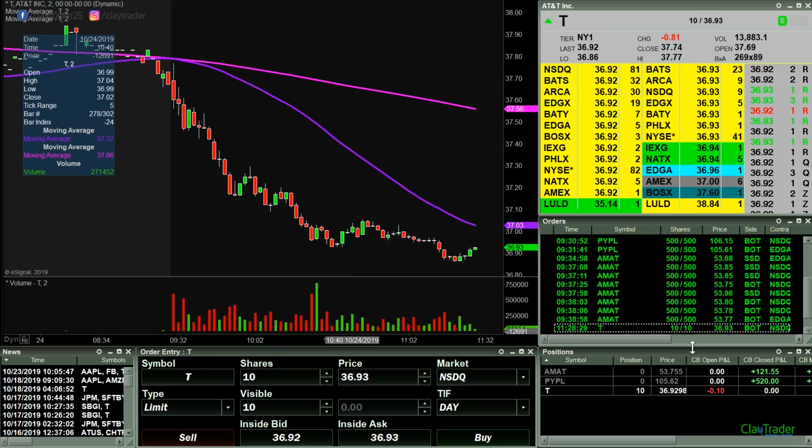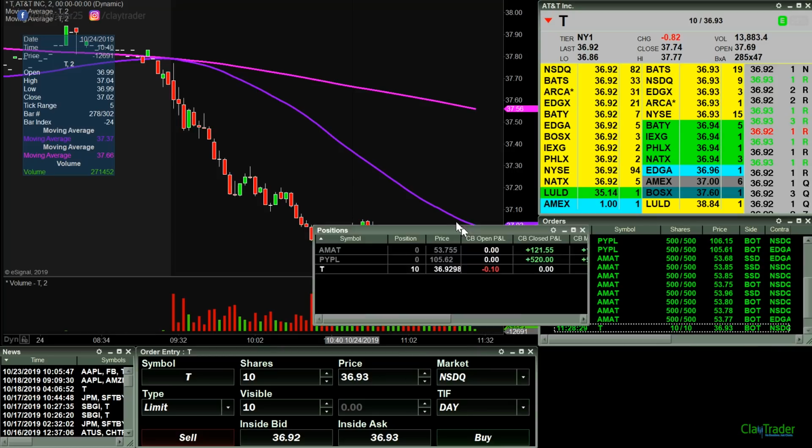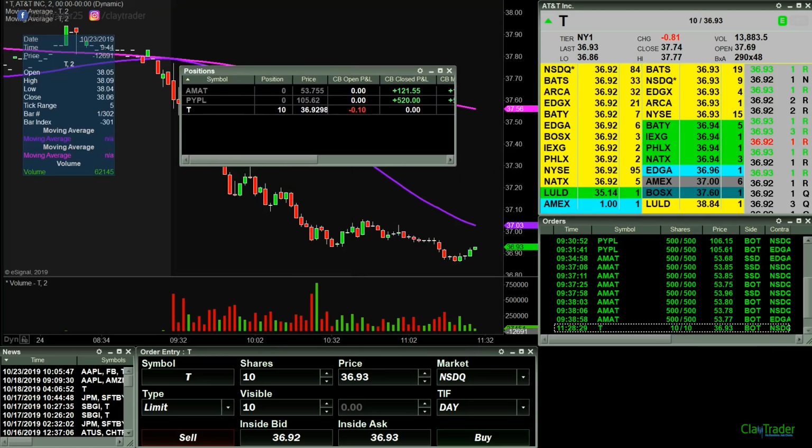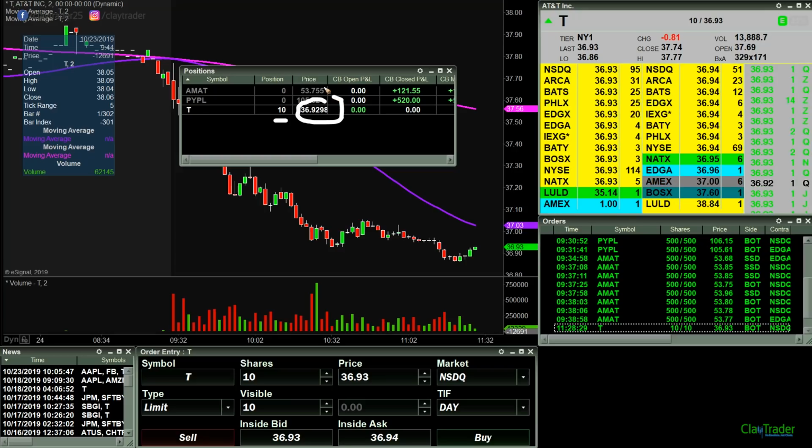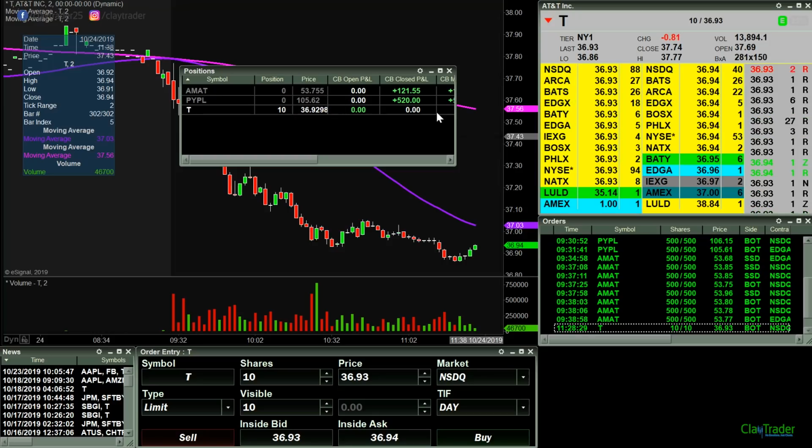So there we are. I just bought 10 shares, and it gives you the exact price. Actually got them at $36.9298. So literally a whole lot of decimal places of what I actually got those shares for. So now we can talk more about the position box.